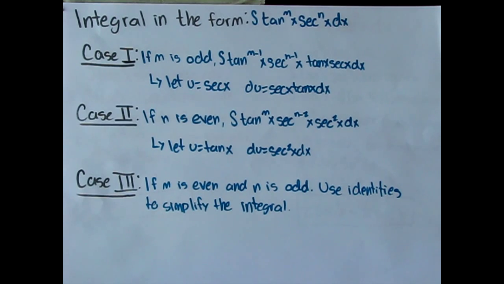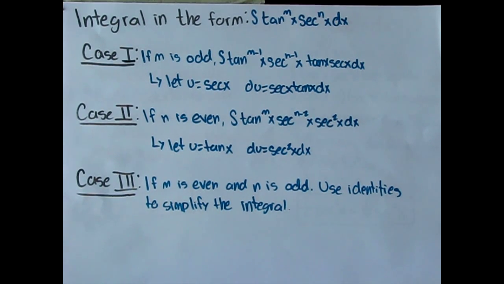So the next example to this concept is when you have an integral that includes tangent and secant. And so again, there's two different cases. They're pretty similar to the sine and cosine ones, just a little different, so make sure you pay attention. The first case is when m is odd, and so that's the exponent above the tangent.